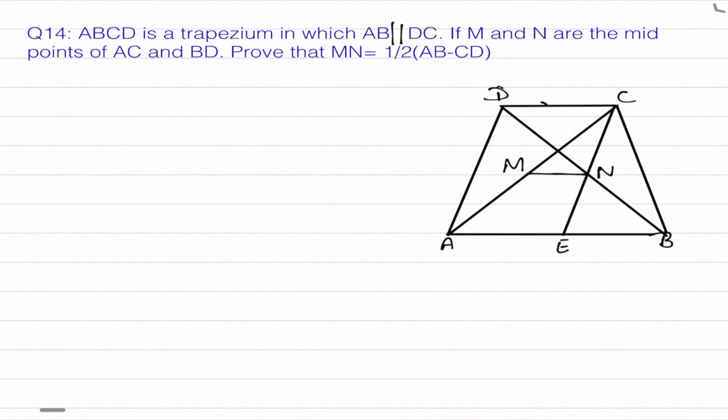Yes, the next question is question number 14. ABCD is a trapezium in which AB is parallel to CD, and M and N are the midpoints of the sides AC and BD. Prove that MN is half of AB minus CD. So children, in this question they have given ABCD is a trapezium, that means AB is parallel to DC. M and N are the midpoints, and now we will do a construction. We will join CN and we will produce this line which meets AB at a point E.